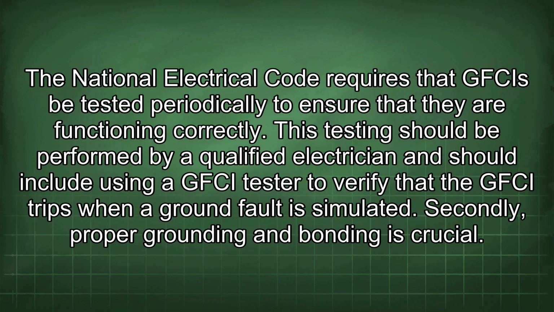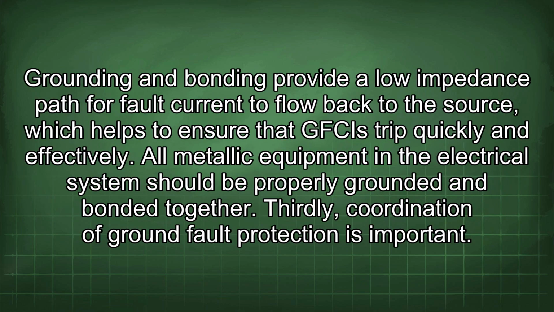Secondly, proper grounding and bonding is crucial. Grounding and bonding provide a low impedance path for fault current to flow back to the source, which helps to ensure that GFCIs trip quickly and effectively. All metallic equipment in the electrical system should be properly grounded and bonded together.